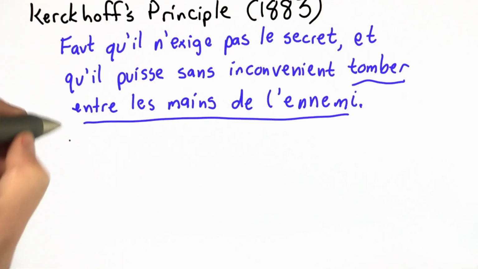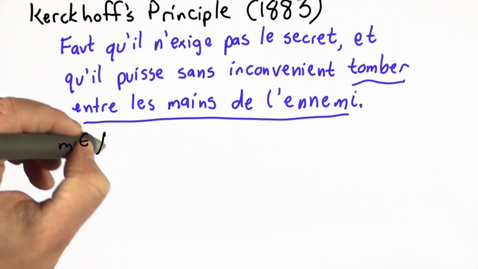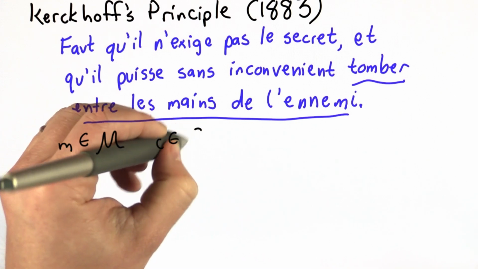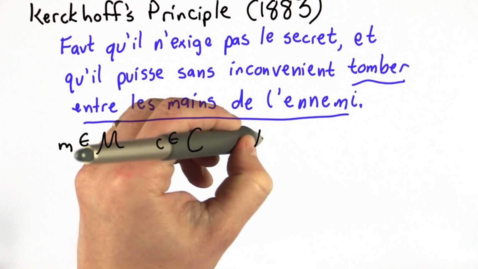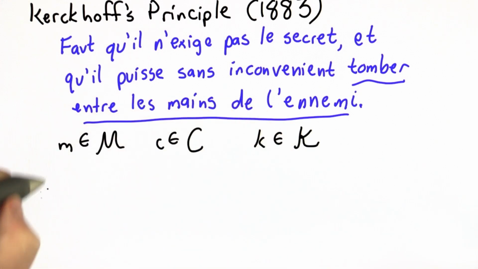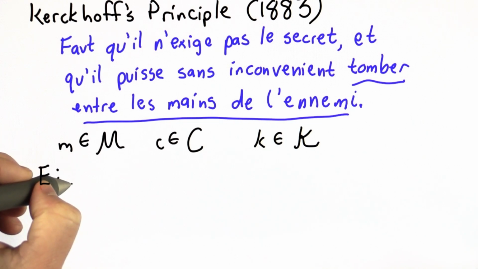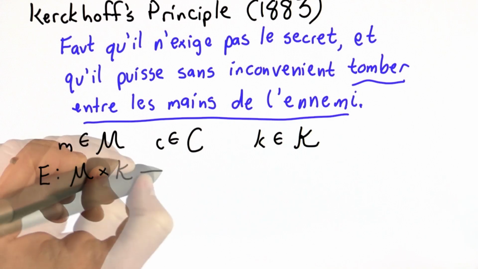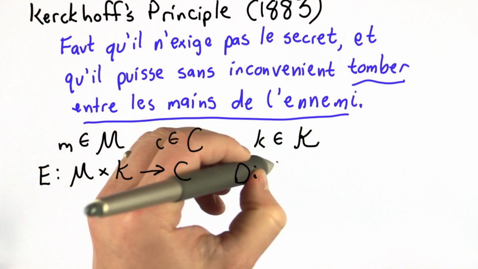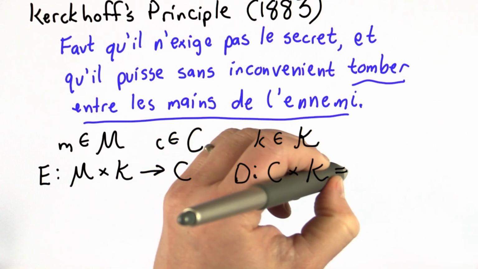So now that we have the key, we have three main things, right? We have a message in the space of all messages. We have a ciphertext in the space of all ciphertexts, and we have a key in the space of all possible keys. And we want our encryption function to take a message and a key and map that to a ciphertext. And our decryption function will take a ciphertext and a key and map that to a message.